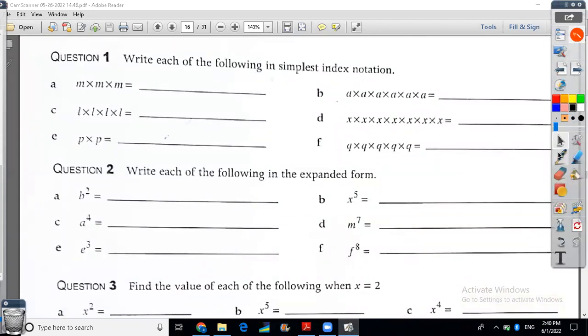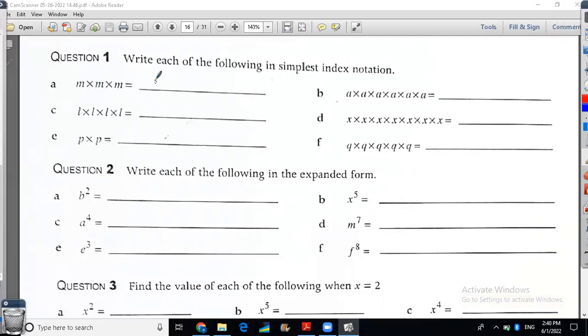Now, page 16. M times M times M. Please don't say, what's the answer? Can you say it loudly? M times M times M. Say it loudly. Come on, speak. I can hear some people saying 3M. And please, if someone is sitting next to you, please let them kill you for me. Please, come on. M times M times M is what? It's not 3M. Why, mister?